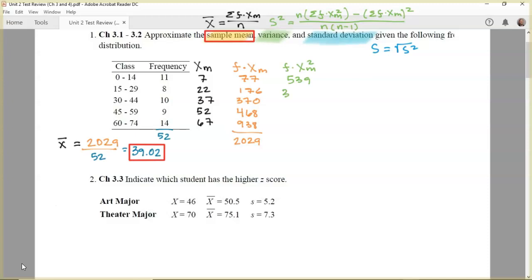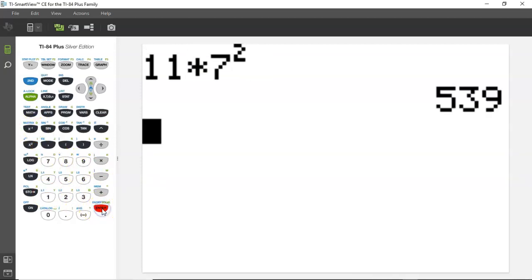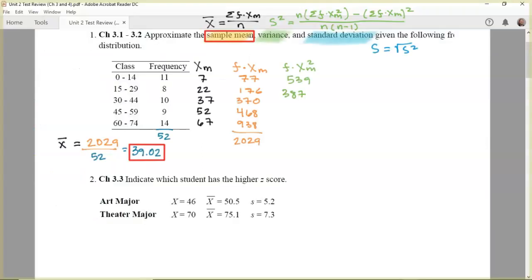So this first value, 539, would be the frequency of 11 times 7 squared. So that's where the 539 comes from, and I'll show you that here. If I take the 11 times 7 squared, that'll give me 539. And then we can continue that process to find the rest of the values, taking the frequency column times the midpoint column squared. And we need this information so that we can satisfy this part of the formula. And we get the sum of that value, which is 105,283.